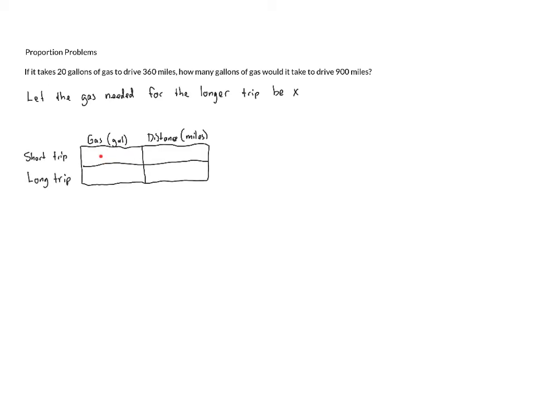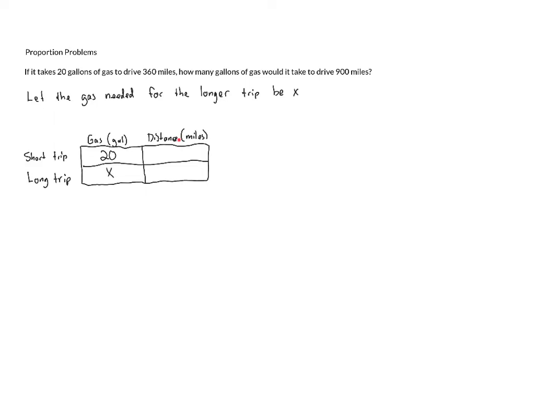How much gas was needed for the shorter trip? Well, if we go back to the problem, it says they needed 20 gallons of gas to go 360 miles. So that's going to be 20. Now, how much gas is needed for the longer trip? That's the unknown. We said that was X, because we didn't know how much gas was needed for the longer trip. So we're going to put X here.